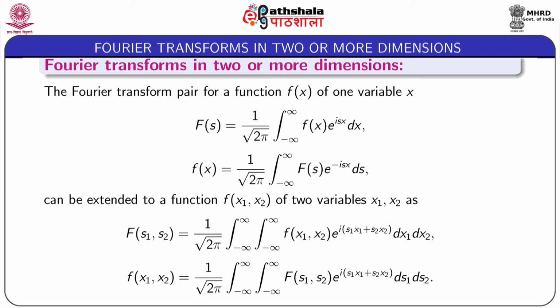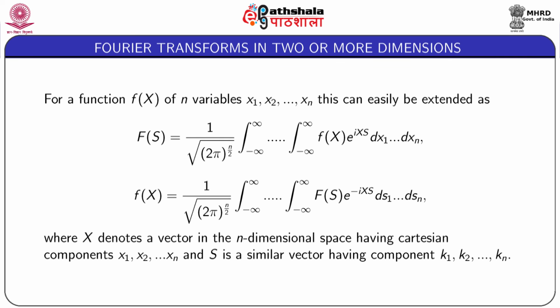This can be extended to a function of two variables x1 and x2, and this is given by capital F(s1, s2) equal to 1 by root 2 pi integral minus infinity to plus infinity, again integral minus infinity to plus infinity small f(x1, x2) into e to the power I(s1 x1 plus s2 x2) into dx1 dx2, and its inverse transform is given by small f(x1, x2) equal to 1 by root 2 pi integral minus infinity to plus infinity, again integral minus infinity to plus infinity capital F(s1, s2) e to the power minus I(s1 x1 plus s2 x2) ds1 ds2.